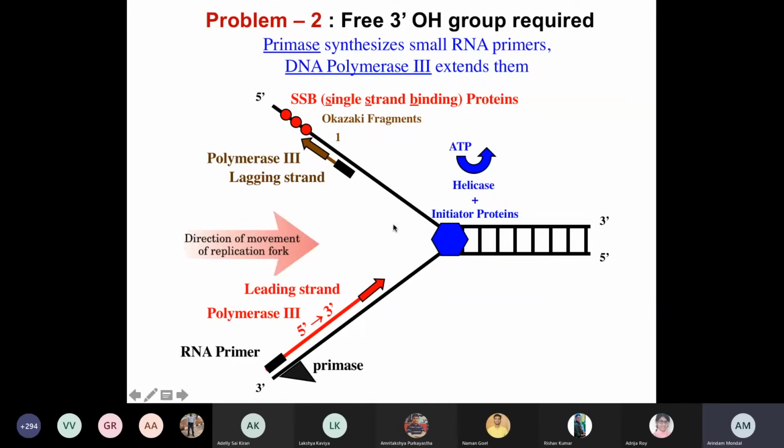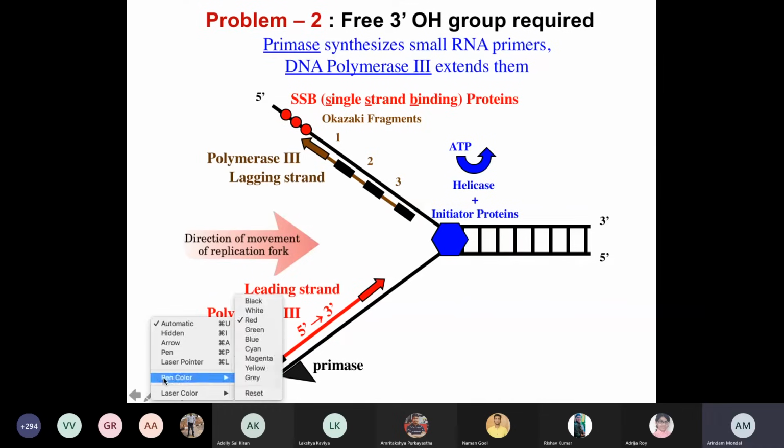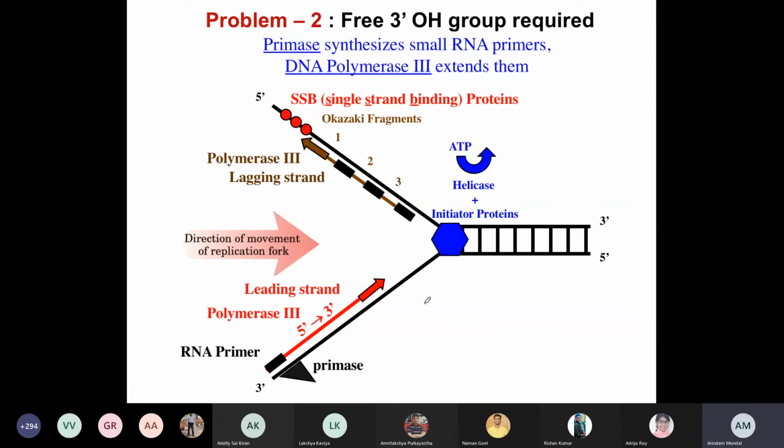Subsequently, the primase has to synthesize another RNA primer, and then the DNA polymerase has to synthesize in the opposite orientation, right? So there will be multiple primers. For this particular strand, it will be continuous DNA synthesis, whereas for the opposite strand, it will be discontinuous DNA synthesis. Why? Because think about the case here.